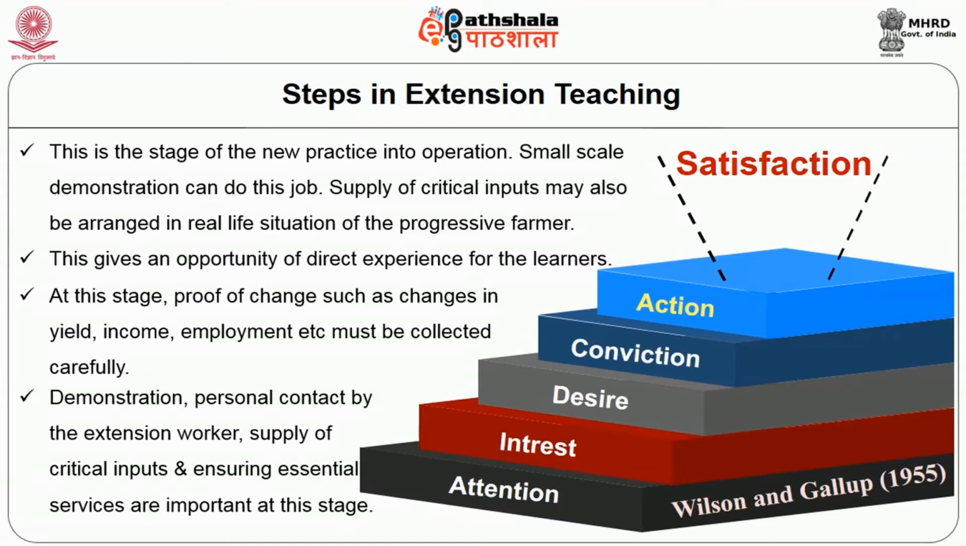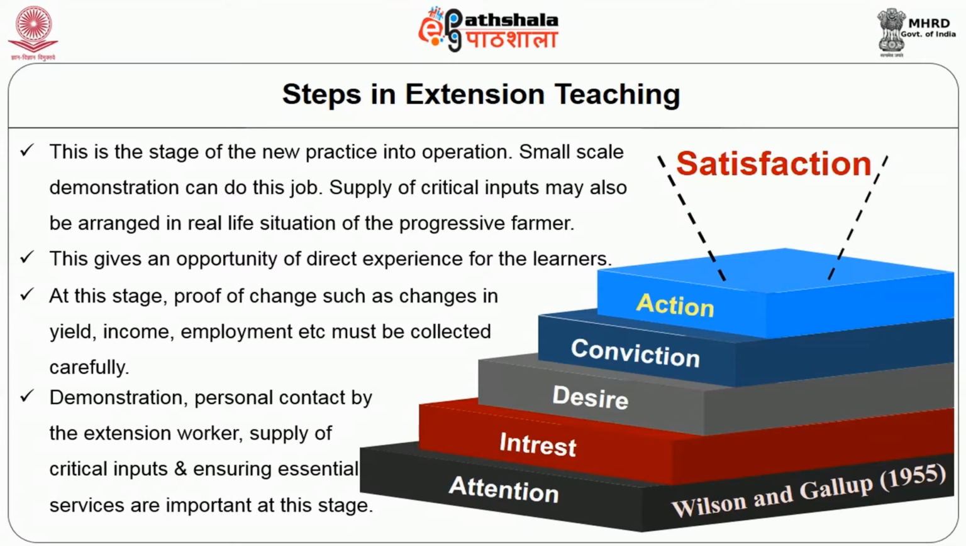Demonstrations, personal contact with extension workers, supply of critical inputs and ensuring essential services are important at this stage, because at this stage farmers have to actually adopt the technology in their fields. So at this stage also it is possible that a farmer with a favorable attitude may change his attitude in an unfavorable manner.